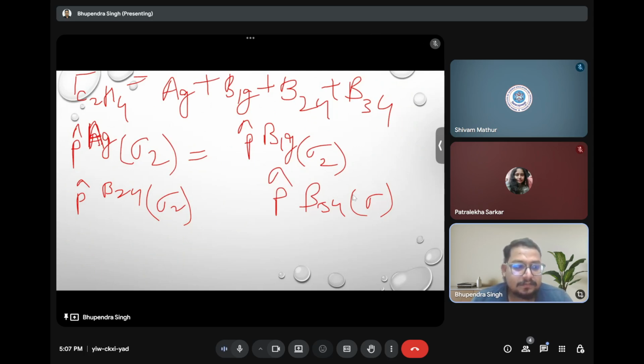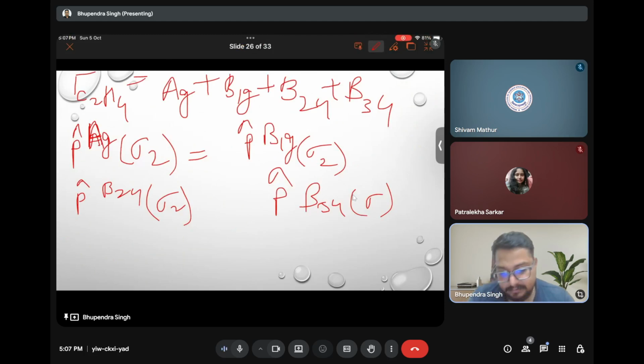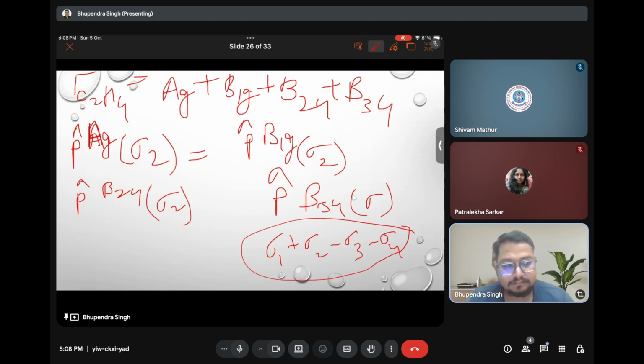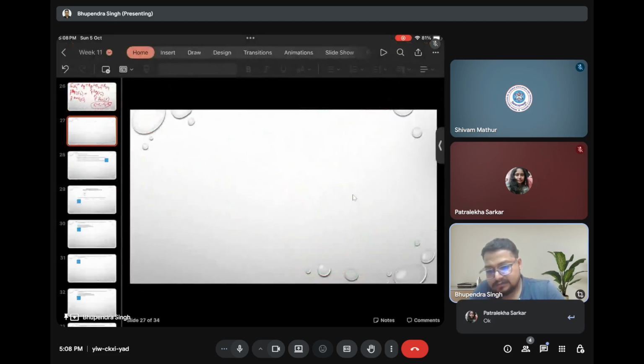So nothing can be done. We have to check one by one. So what is the requirement? Requirement is sigma 1 plus sigma 2 minus sigma 3 minus sigma 4. These are very lengthy questions actually.